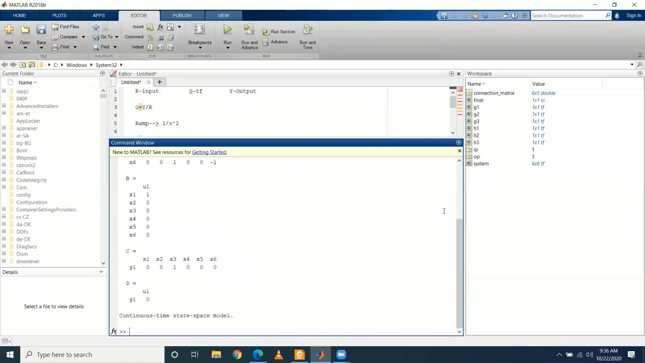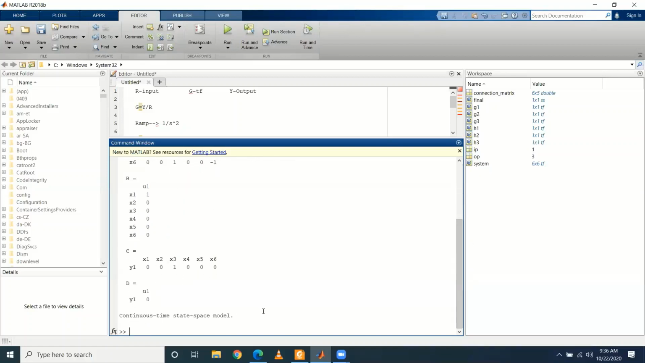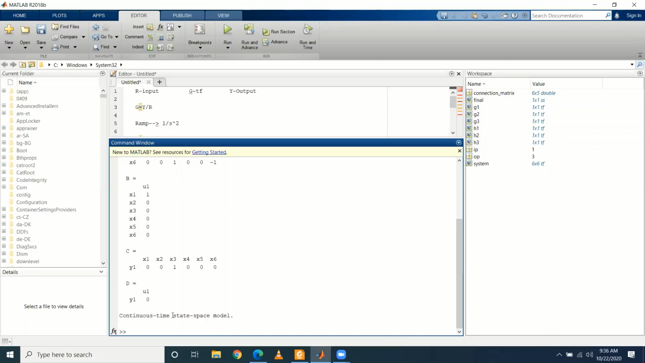This is the overall transfer function of the system, which we have obtained using the topological block diagram reduction technique. Can you tell that this is a transfer function? No, sir, because this does not look like a transfer function. What does it look like? It's a state space model. It's another representation of a transfer function, but you don't need to know about this one.